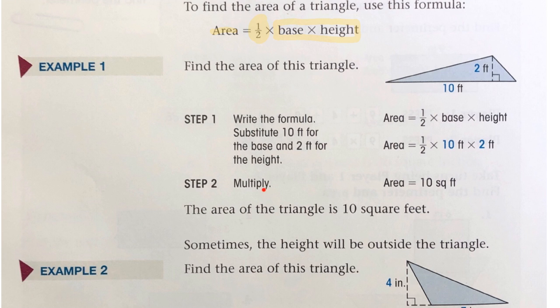Do the multiplication. Half times 10 is 5. 5 times 2 is 10. The area is 10 square feet. We're still putting the square feet.